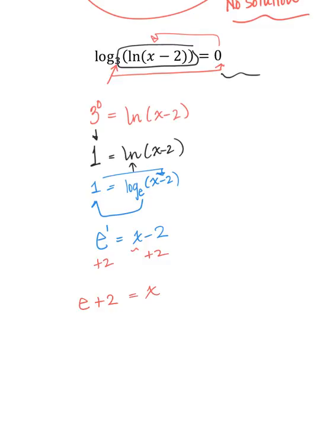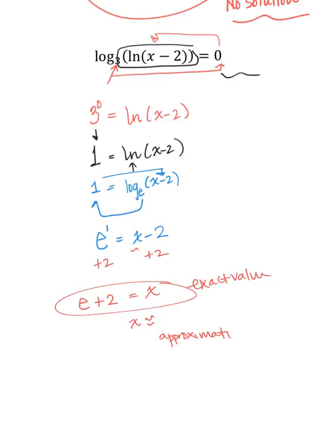So this would be the exact value. Or you could say that x is approximately, we could put that into a calculator to get the approximation, which I'm missing right now.